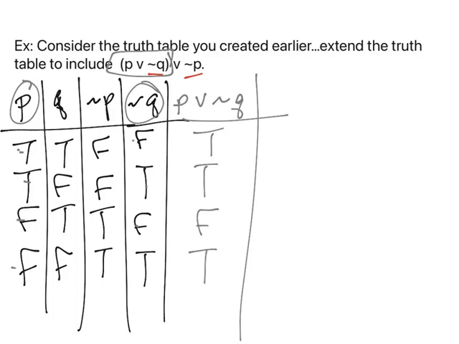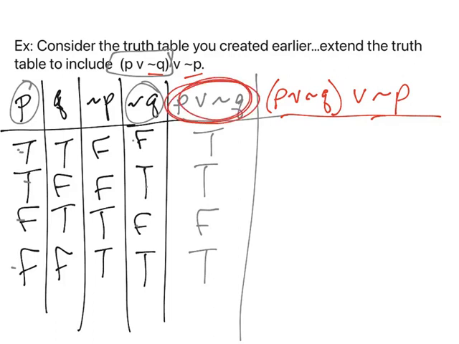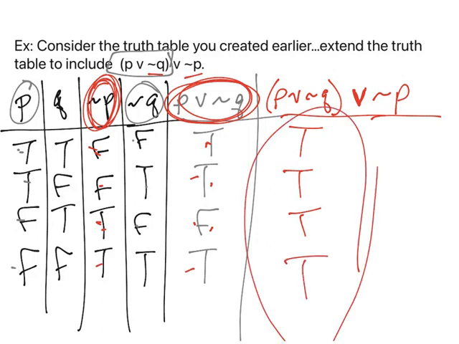Now that I have that piece, I can say, okay, if I have P or not Q, or not P. So now I'm looking at this column, that's the left side, and not P is the other side. It's a disjunction, which means only one of those has to be true. So true, false, false, true, true, true. So P or not Q, or not P, is always true. Isn't that exciting? Maybe, maybe not, I don't know.